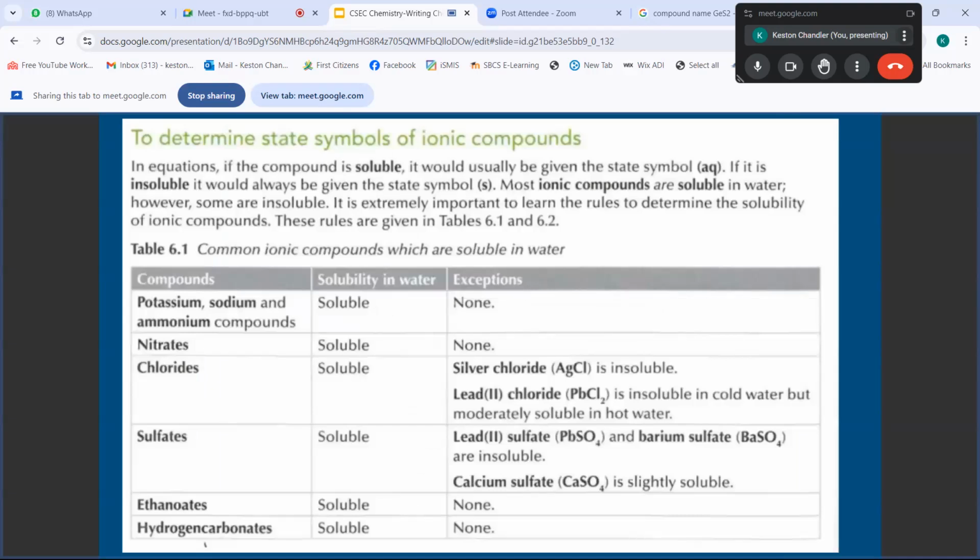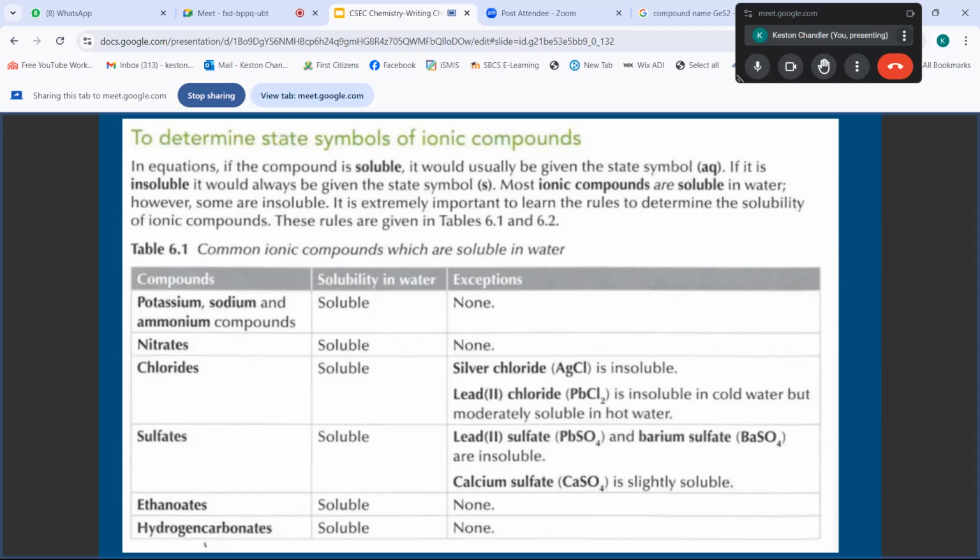Right? Now, state symbols of ionic compounds. If a compound is soluble, it would usually be given a state symbol of aq, meaning aqueous. If it is insoluble, then we will give that state symbol an s. Now, most ionic compounds are soluble in water. Remember when we learned about the water molecule with that polarity, the electronegativity of the oxygen creates a dipolar sort of charge. So it helps when the ionic compound is dissolved in water to separate them apart, right? This is why they're soluble. But there are some that are insoluble.